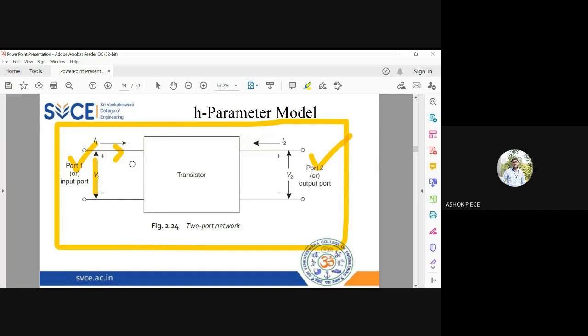And remember, in all the two-port network calculations, one assumption we make is all the currents will be flowing towards the network. You see in the diagram, I1 is flowing towards the network, I2 is also flowing towards the network. This is one basic assumption we make in two-port networks. So V1 and V2 are the input and output port voltages. I1 and I2 are the input and output port currents. And remember, the currents are always flowing towards the two-port network. And what is the two-port network here? Your transistor is going to be modeled as a two-port network using the H parameter model.